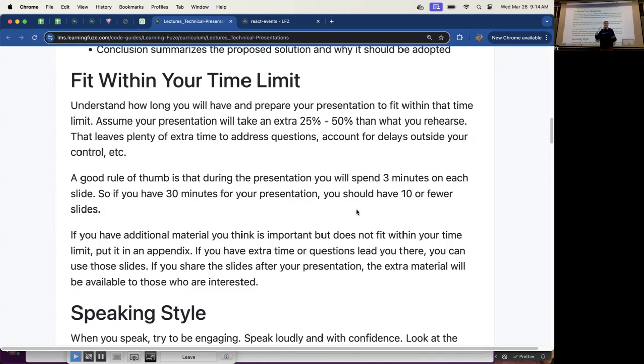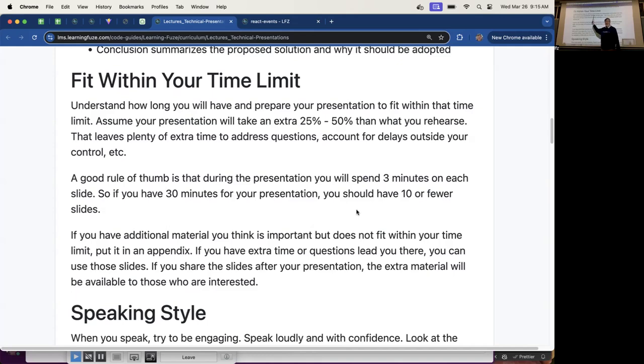Nothing worse than getting to the last 5 minutes of your presentation and realizing you're only halfway through what you wanted to present. Okay. It's terrible. So you need to figure out how to fit within that time limit, which means you have to practice it, rehearse it, say it over and over again, go through your slides. This is what I'm going to say, with a stopwatch, time it, see how long you take.